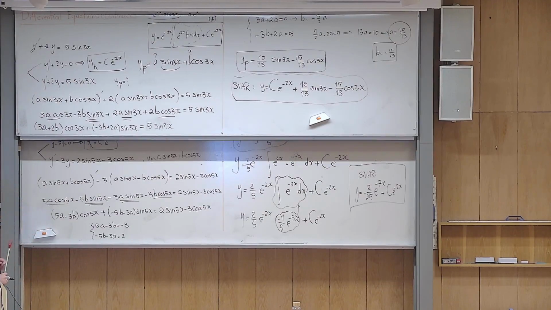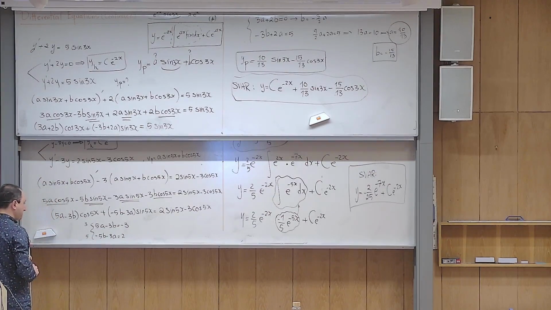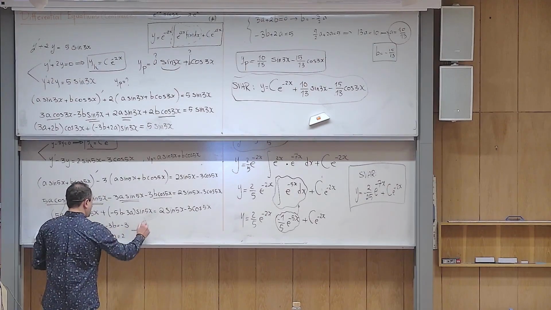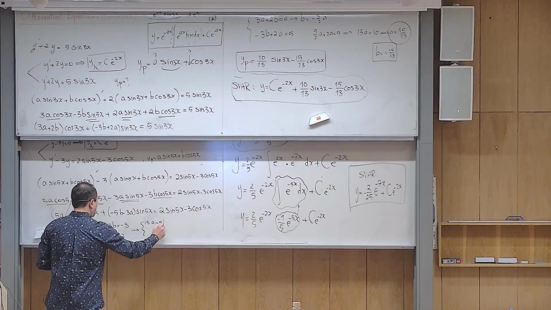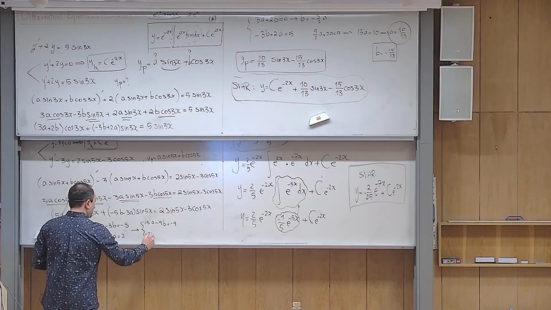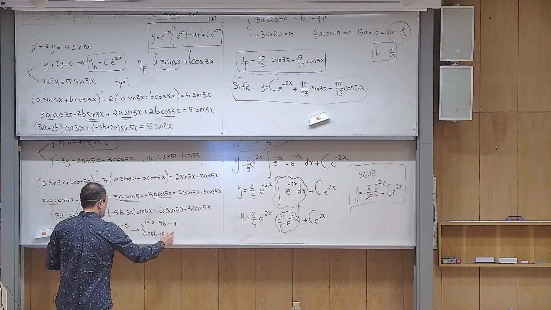And then again, you solve the system. I don't know how you want to solve it. For example, let me multiply this by 3. Let me multiply this by 5. Yes? If I multiply the first by 3, it becomes 15a minus 9b is equal to minus 9. If I multiply this by 5, it's minus 25b minus 15a is equal to 10.